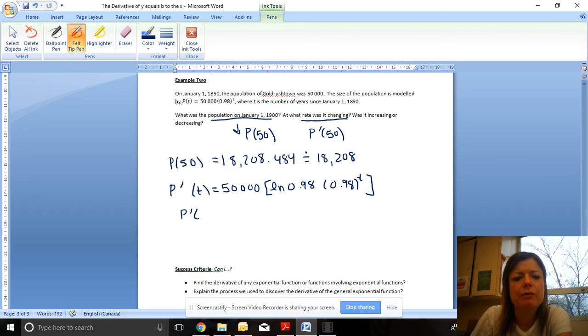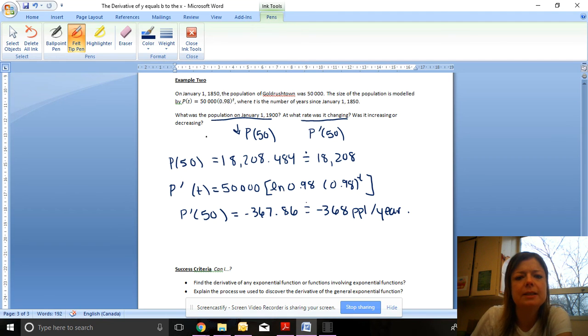So now we're just going to throw 50 into that derivative function, and you get negative 367.86, which we're going to round to minus 368 people per year.